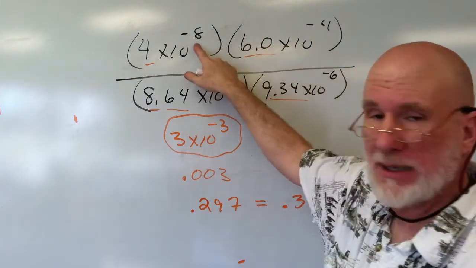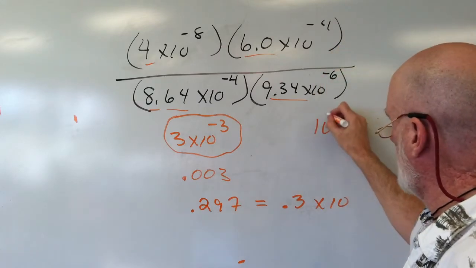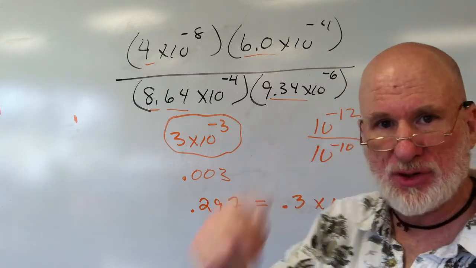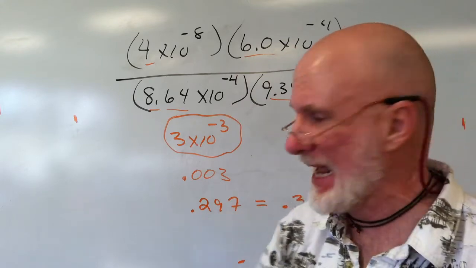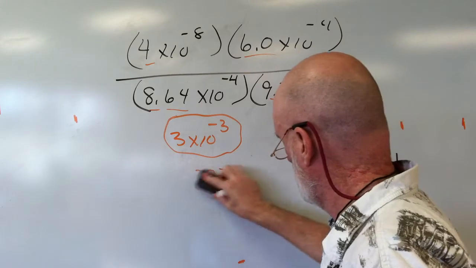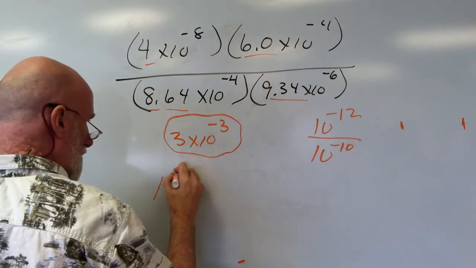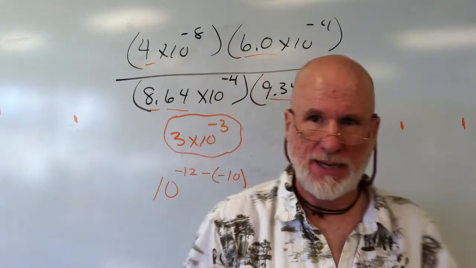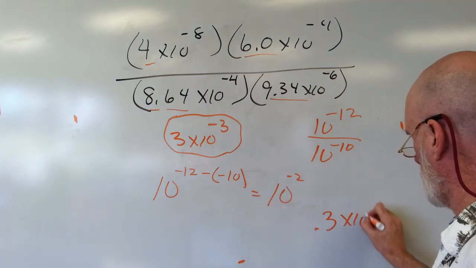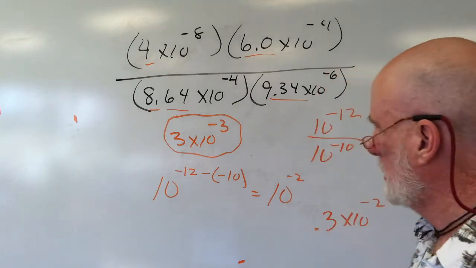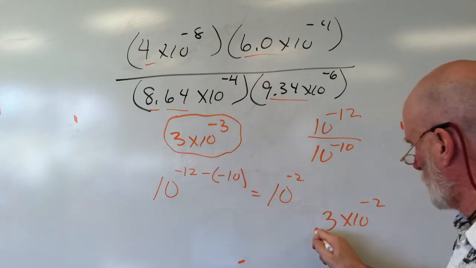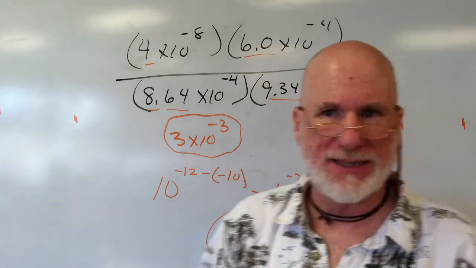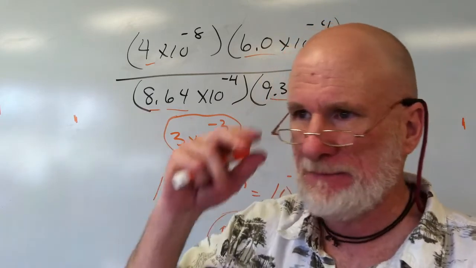0.3. This is going to be negative 8, negative 4 is negative 12. That'll be 10 to the negative 12th. This will be negative 4 and negative 6 is negative 10. So negative 12 minus a minus 10. So this is going to be 10 to the minus 12 minus a negative 10 will equal 10 to the negative 2. And you had the 0.3. So you had 0.3 times 10 to the negative 2, which is exactly what we said it was. If you move this over here, that turns into a negative 3, or simply rewrite it. All it is is playing around with decimal places, significant figures. It's not a big deal.